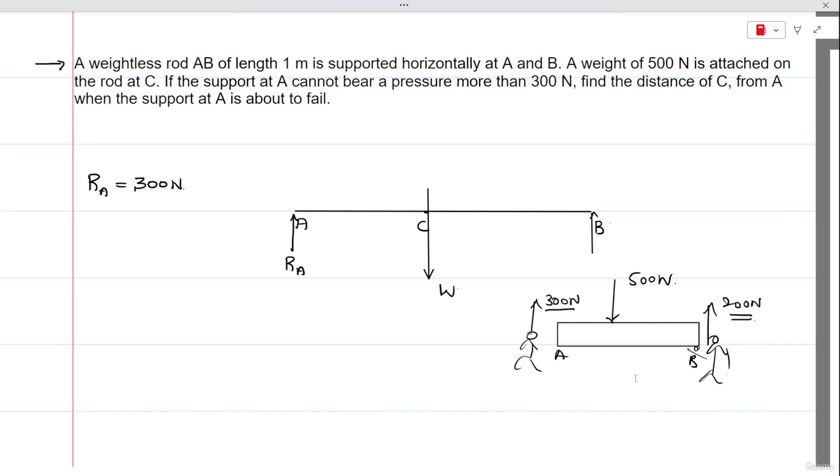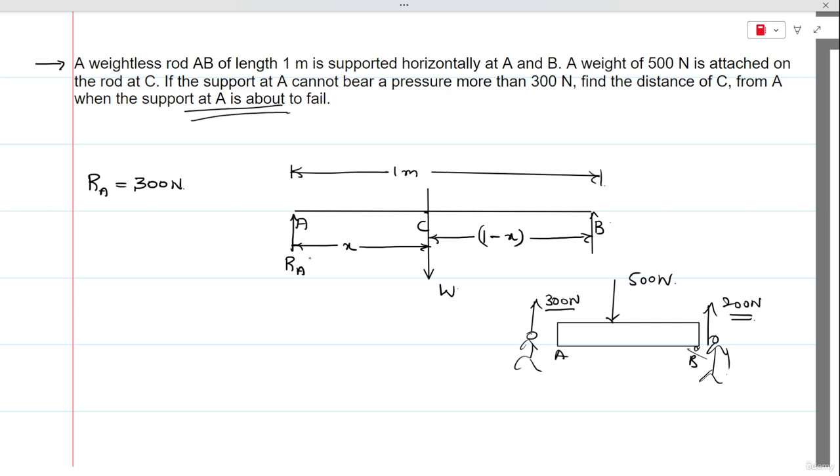Okay, so here it is asking that when the support at A is about to fail, what is the location of the weight? Let's say the distance from point A up to the weight W is x, and the span of the rod AB is 1 meter, so the distance of W from point B would be 1 minus x, because the length of rod AB is 1 meter.